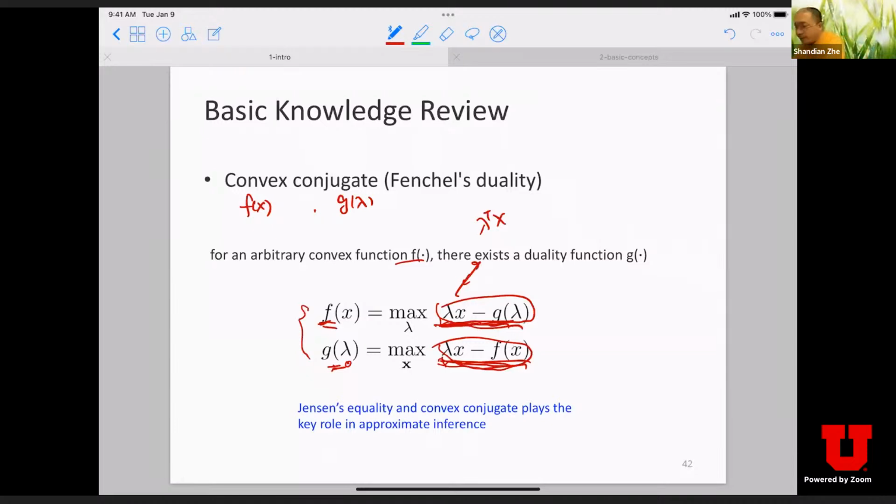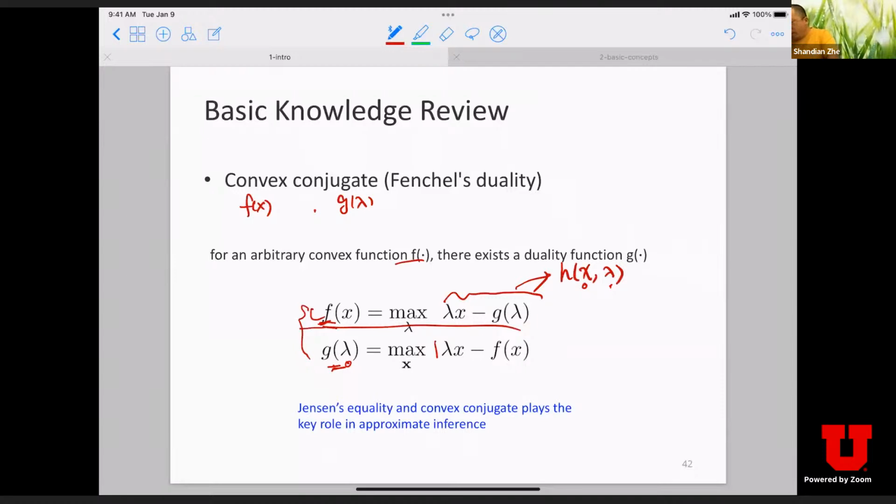Okay, that sounds good. But in case you still feel a little uncomfortable, you can view the right-hand side as a function of two variables, x and lambda, call it h. For the first line, when we want to get f of x at any x, you fix x and maximize h only with respect to lambda. It tells you that the maximum value with respect to lambda will be f of x.